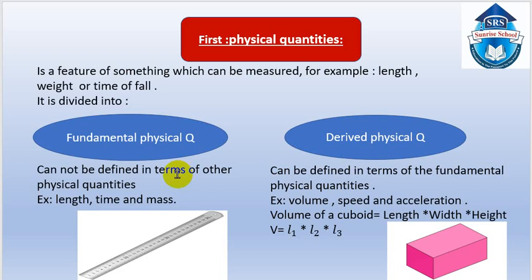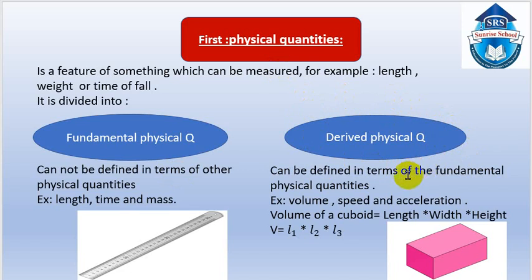The length of the body equals L. For example, the length of a body is considered a fundamental quantity. Why? Because no other physical quantity is needed to define length. This means length is defined by itself. Okay?